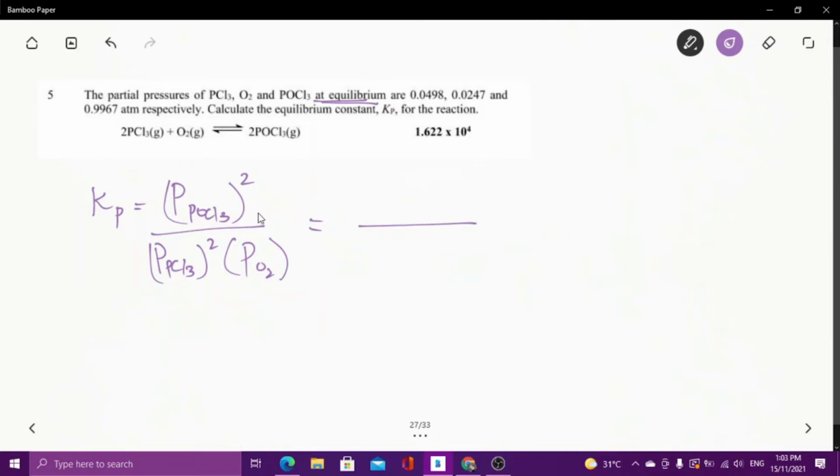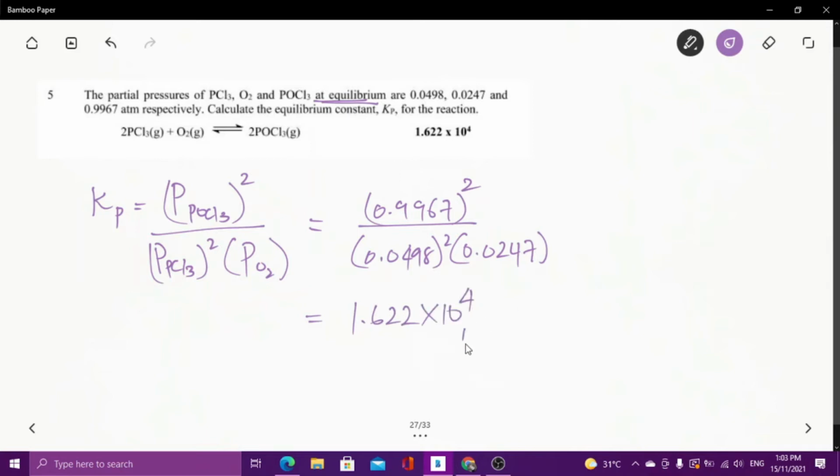So for example kat sini kita ada POCl3 first. POCl3 value dia diberikan is 0.9967 to the power of 2. Okay, bahagikan dengan the partial pressure of PCl3. So PCl3 is 0.0498 to the power of 2 and then darabkan dengan partial pressure of oxygen is 0.0247. Okay, calculate, masukkan dalam calculator. So what you should get is 1.622 times 10 to the power of 4. So that will be your Kp value of this reaction.